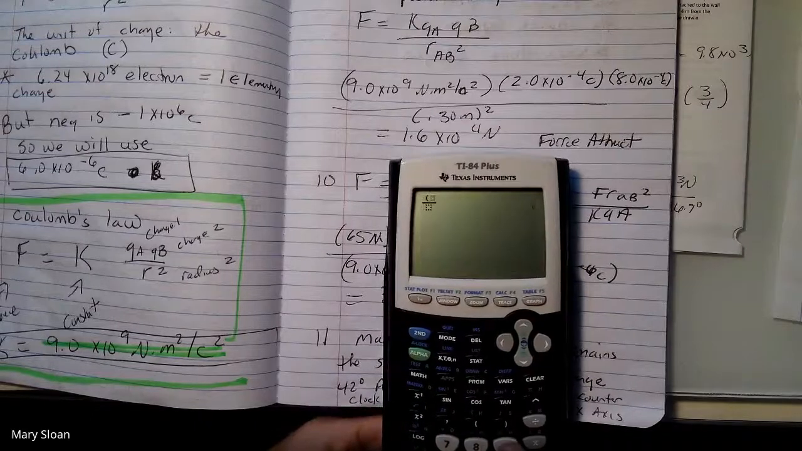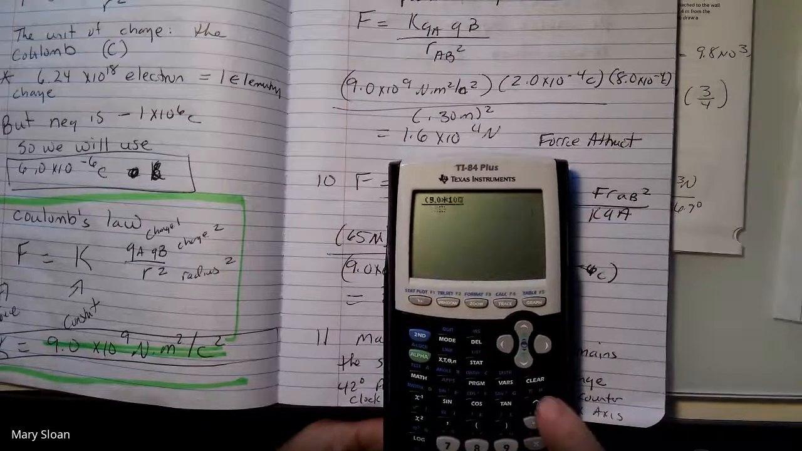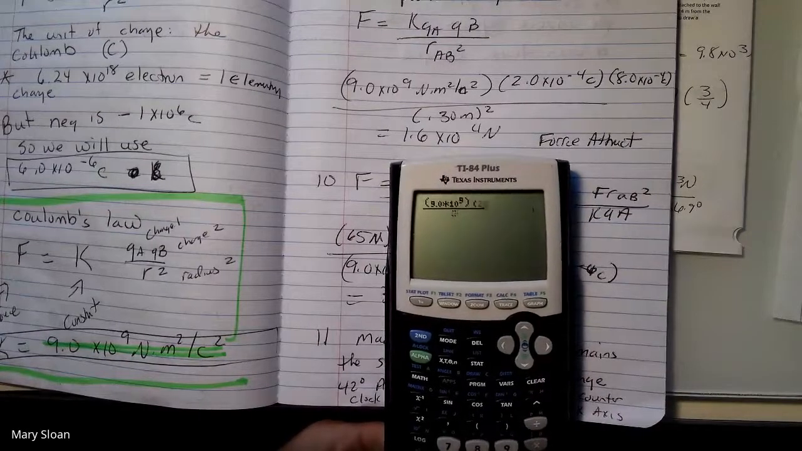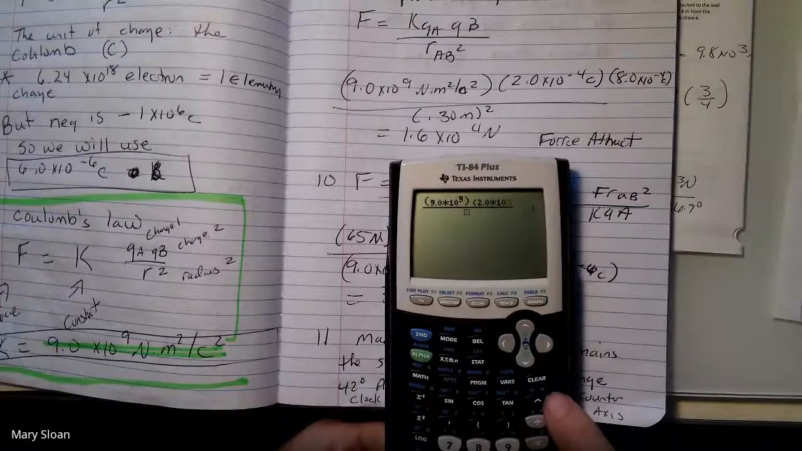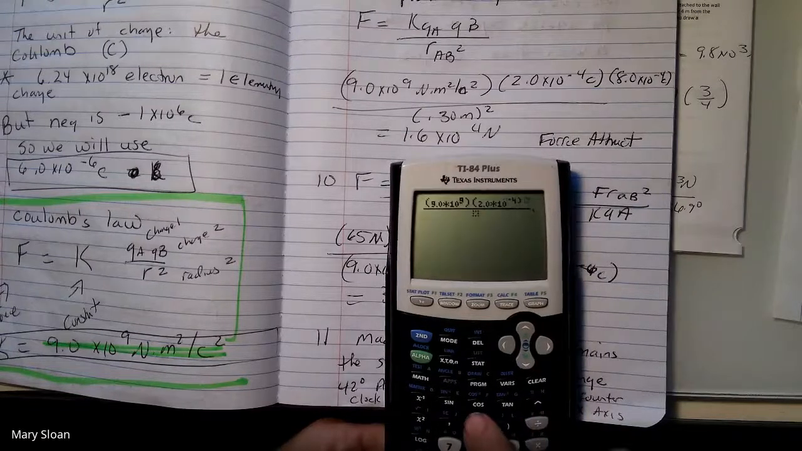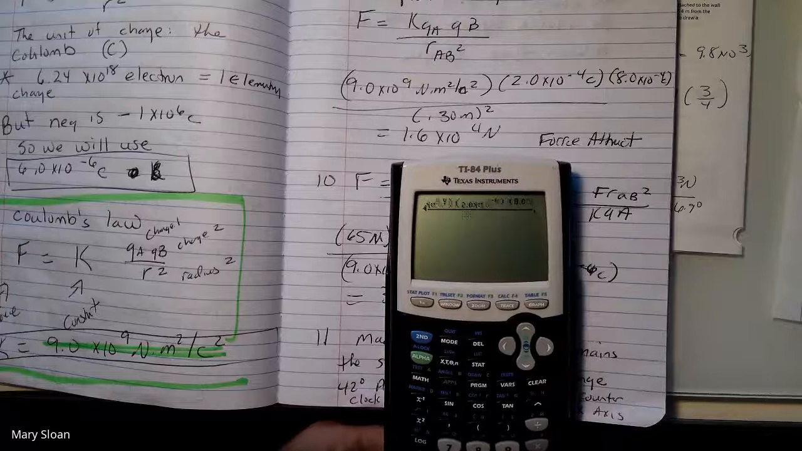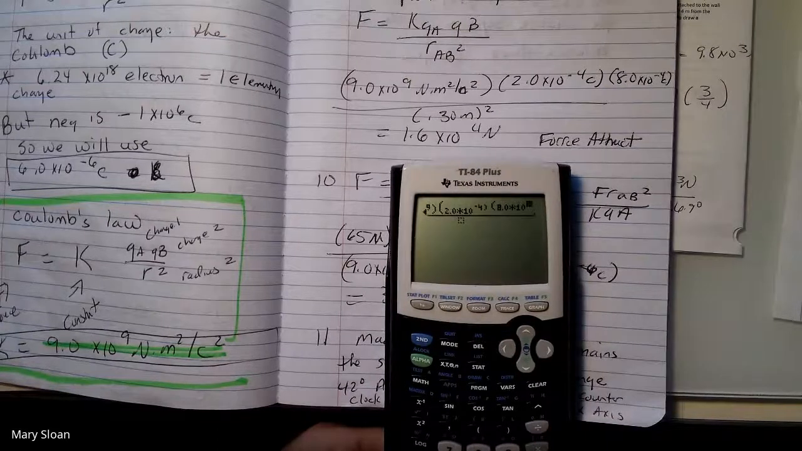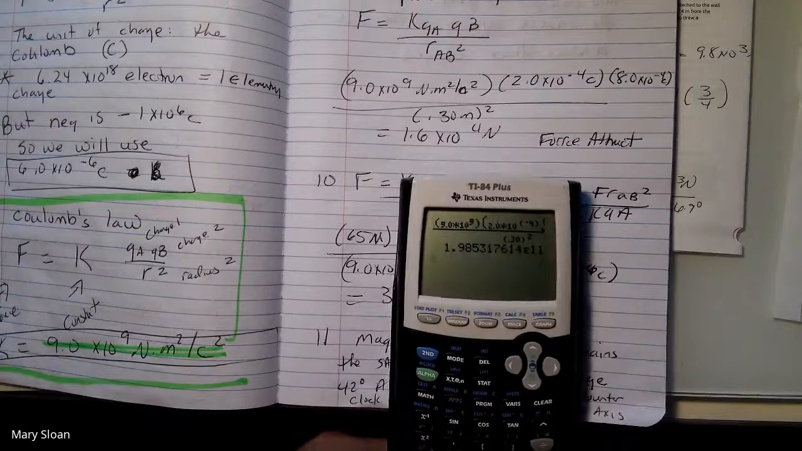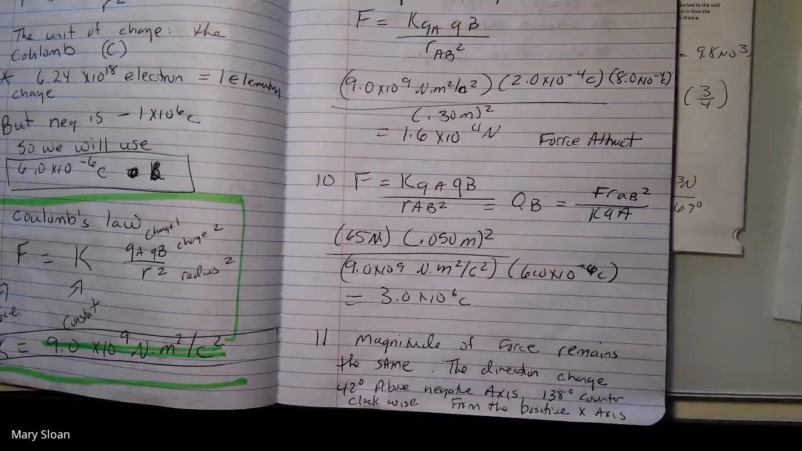So you're going to do open bracket, 9.0 times 10, caret 9. Close your bracket, open your bracket, 2.0 times 10, caret negative 4. Close my bracket, open bracket, 8.0 times 10, caret negative 4. Close my bracket, go down, and I'm going to do 0.30, close bracket, and then caret squared. And once I get that done, I get my answer, which is 1.6 times 10 to the 4th.